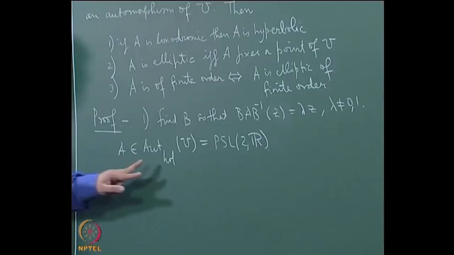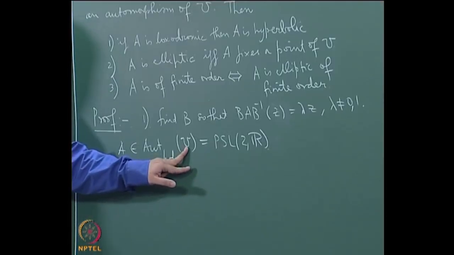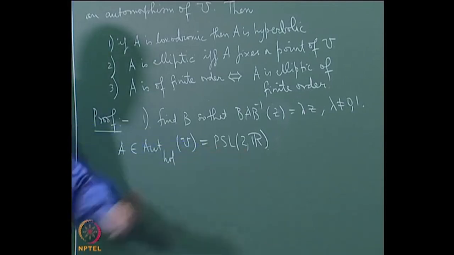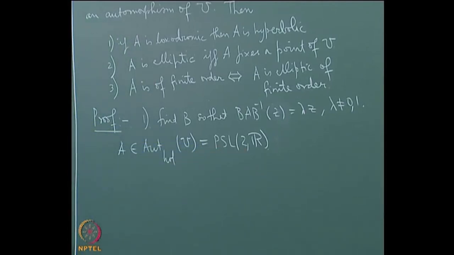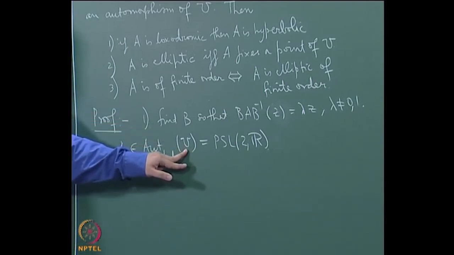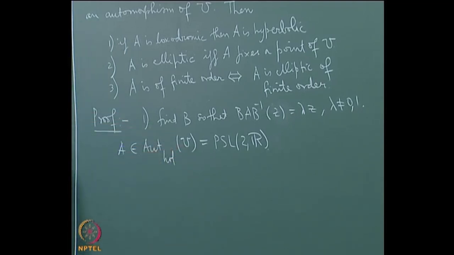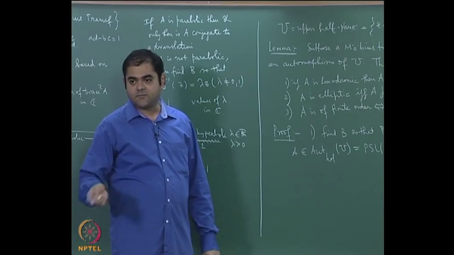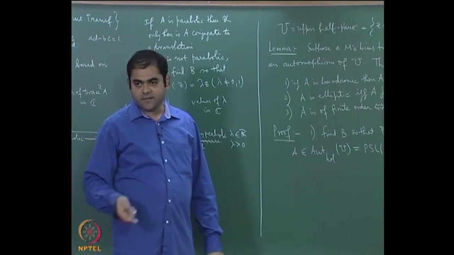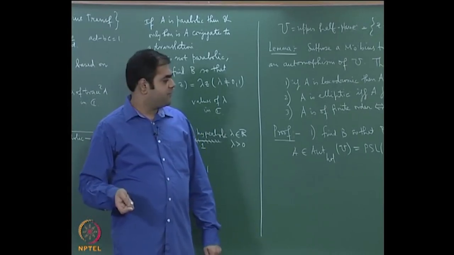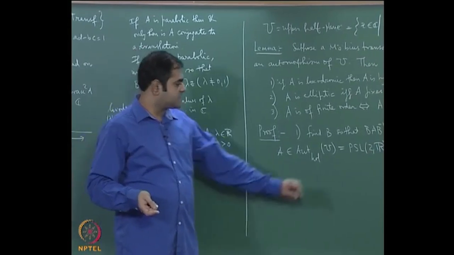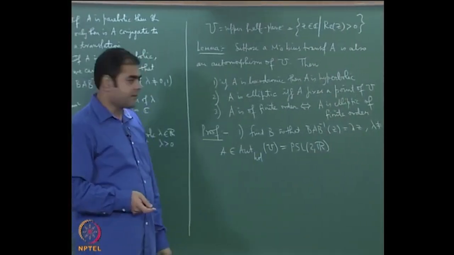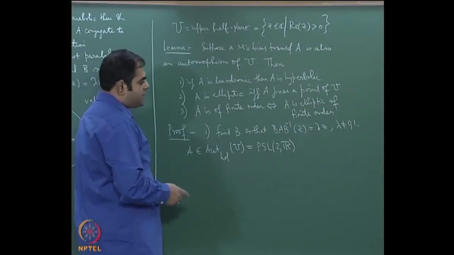But then you see, if it's going to preserve the upper half plane, then these entries have to be real numbers. And the reason for that is because if it preserves the upper half plane, then it also has to preserve the boundary of the upper half plane, which is the real axis. So it has to take the real axis onto itself, and that will force all the entries to be real. All right. So all these entries are real.